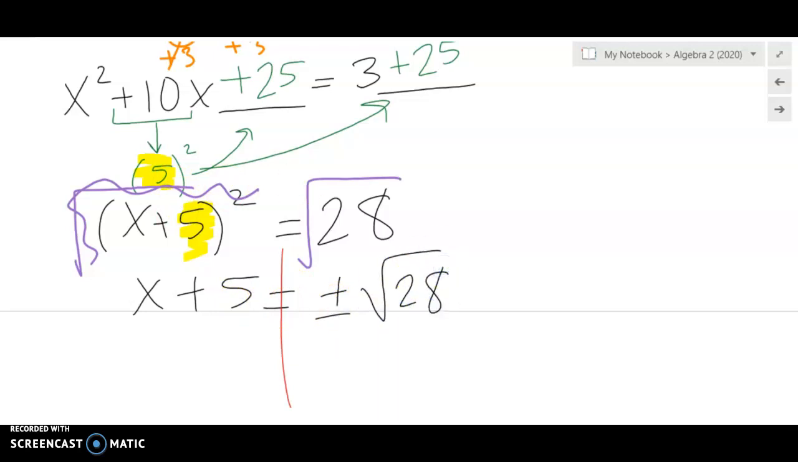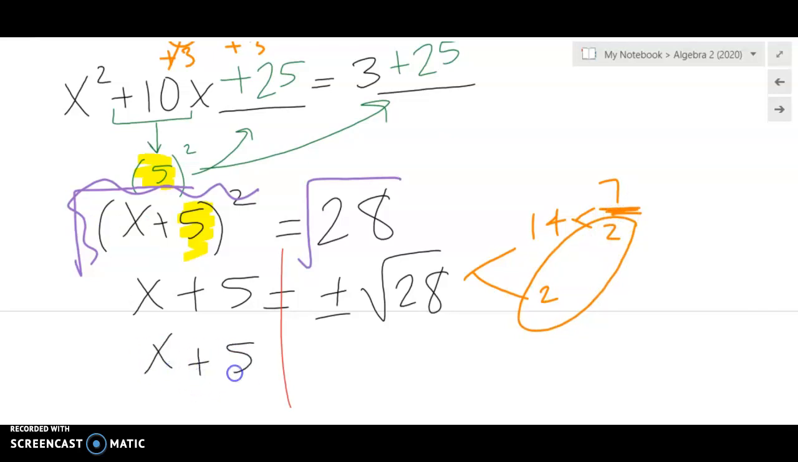Don't forget your plus or minus. And then I'm going to see if I can break down the 28. So two things are multiplied to 28. For me, the first thing I think about is 14 and 2. And then 14 can break down to 7 and 2. And then I have a match with the 2's and a leftover 7. So I could do that. So I have x + 5 = ± 2 comes to the outside, leftovers stay underneath.